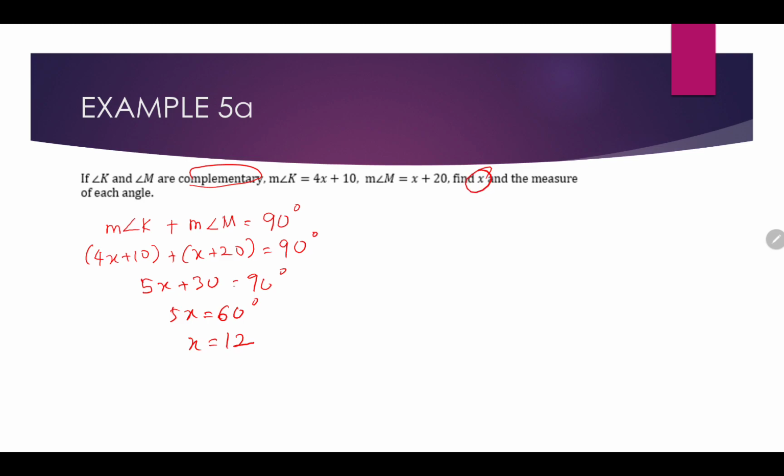Okay, so x kita dah dapat. And then we need to find the measurement of each angle. What is the measurement of angle K and the measurement of angle M? So the measurement of angle K is 4x plus 10, so equals 58. And the measurement of angle M equals x plus 20 equals 32 degrees. Okay.